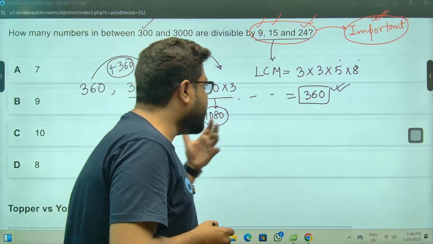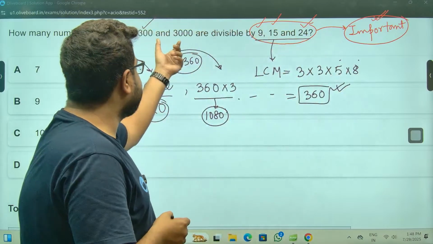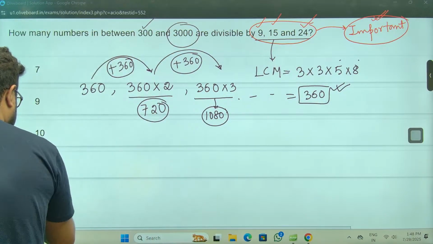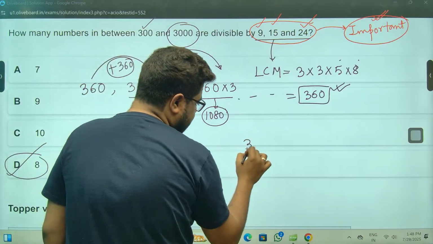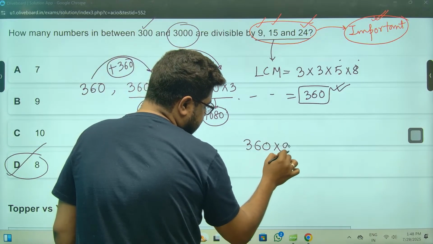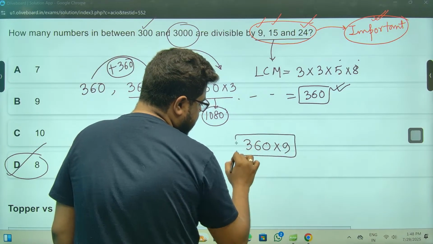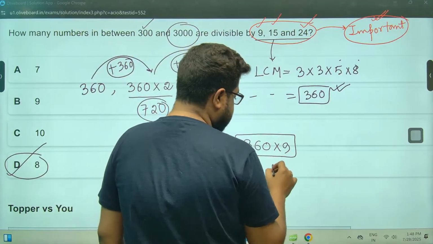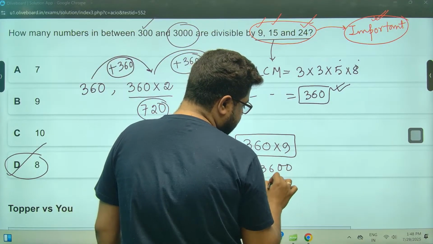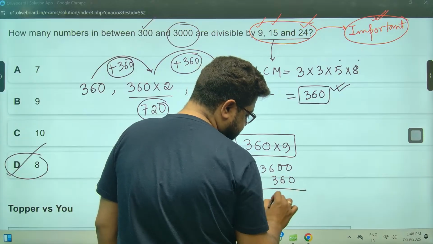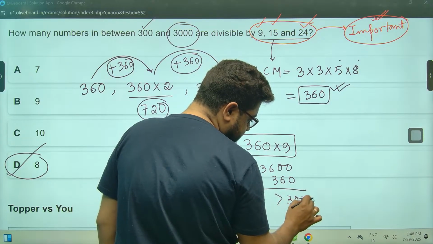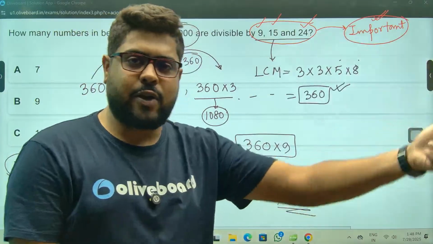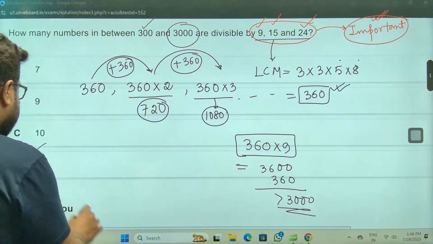You can do it manually. As this is 3000, I can very safely say the answer will be 8. Because you see, 360 times 9 is greater than 3000, I guess. You can check, sir: 3600 minus 360. Whatever it is, it is greater than 3000. So 8 is the maximum it will be before it crosses 3000. So my answer will be 8.